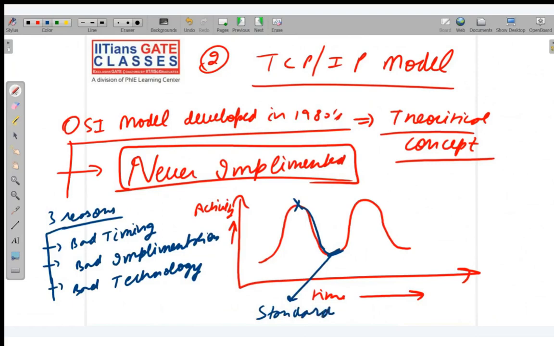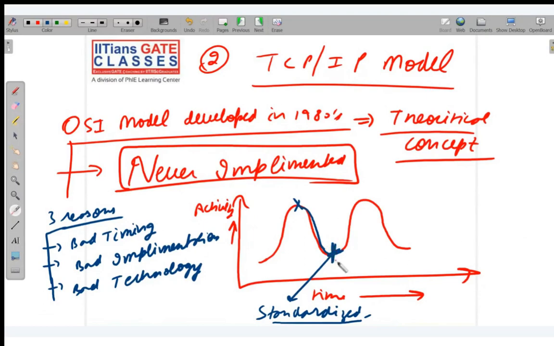Okay. So the technology is standardized at this point. Why at this point? Because at this point, almost all the work has been done. Standardizations like ISO, the International Organization for Standards, and all. There are many organizations which provide standards. So here standardization is done for the technology.